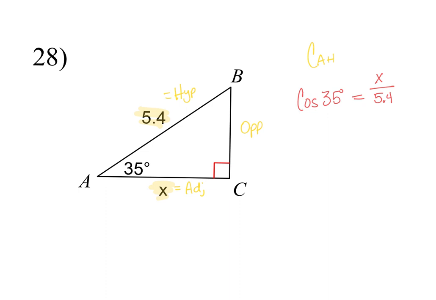How do I solve for x? I multiply both sides by 5.4. So my answer is going to be 5.4 times, and you can do it in your calculator, of course, the cosine of 35 degrees. And they do want these rounded to the nearest tenth. So when you put that in, round it to the nearest tenth.